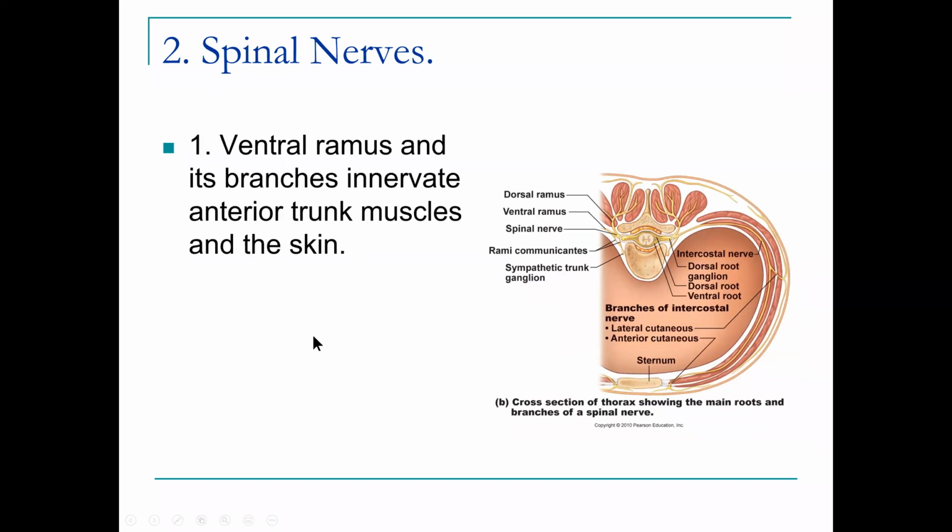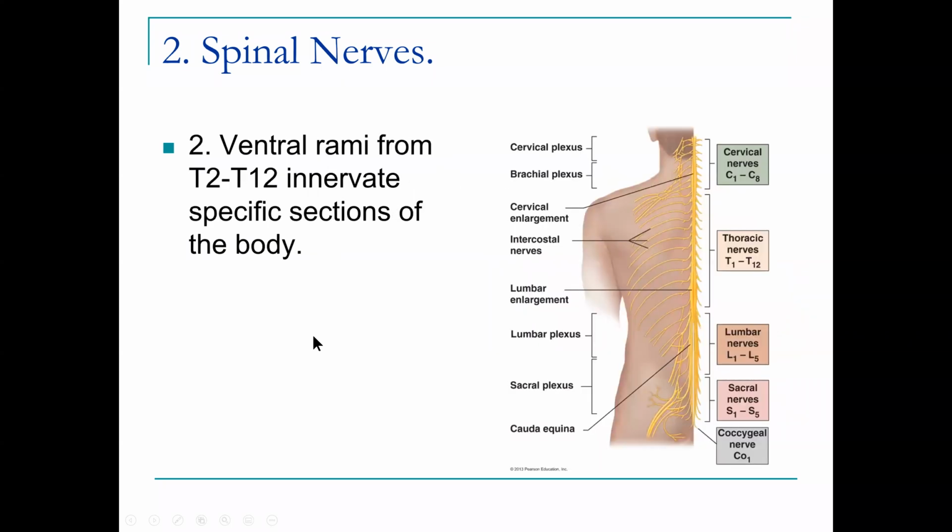Ventral rami branches, innervates anterior trunk muscles in the skin. Ventral rami from T2 to T12 innervates specific regions of the body, and we'll look at that. It's called dermatomes, and that gives you a good idea of, if you're putting a block in, like a spinal block, and using spinal anesthesia, what level the anesthesia has risen to. It also will give you a general idea if somebody is a paraplegic, what level of transection there is in the spinal cord. Obviously, you're going to get more information when you do CT scan, MRI, but that will give you an idea, okay?